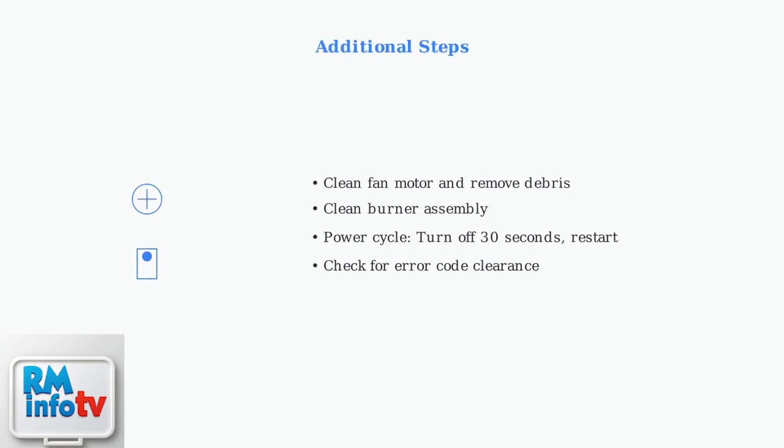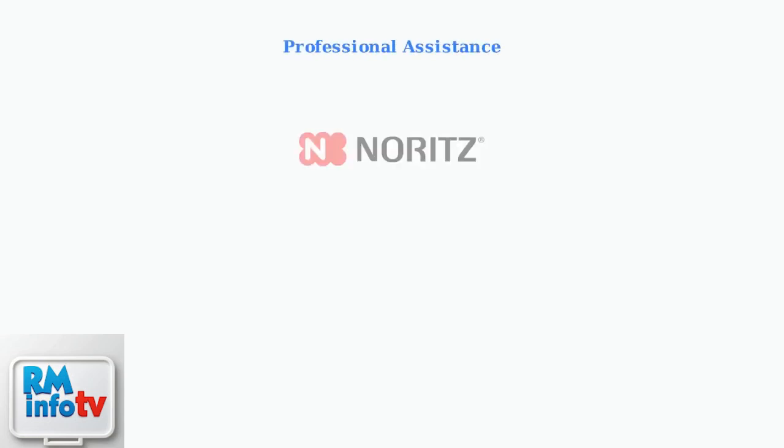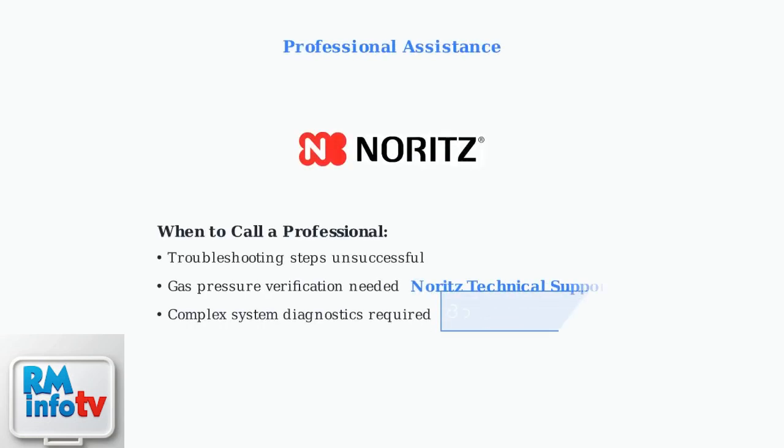Additional troubleshooting includes cleaning the fan motor and burner assembly and power cycling the unit to reset the system. Turn off power for 30 seconds, then restart. If these troubleshooting steps don't resolve code 90, contact a licensed contractor to check gas pressures and system components. You can also reach Noritz technical support at 866-766-7489 for assistance.